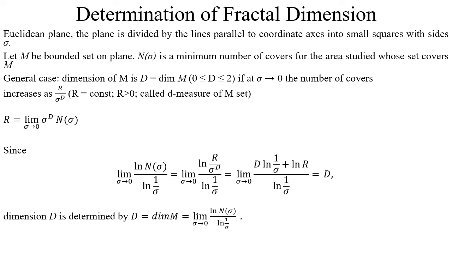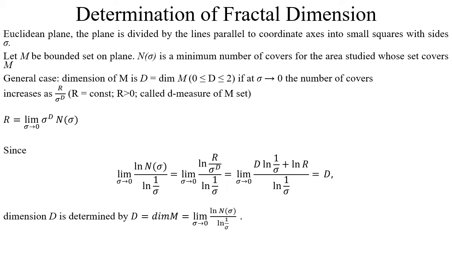The essence of the method is as follows. We have a Euclidean plane, which is divided into squares with a side of sigma by lines which are parallel to the coordinate axes, and we consider a limited set, which is M in our case, and N is the minimum number of covers for the area studied, and the total number N covers the whole set M.